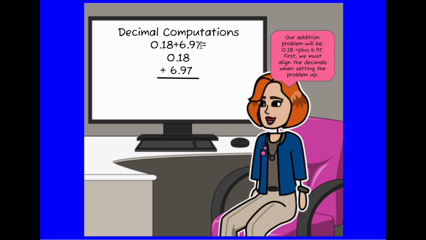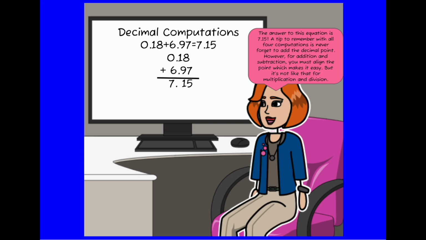First, we must align the decimals when setting the problem up. Next, we have to do the addition as if it is a normal problem. Finally, all we have to do is just bring down the decimal symbol. The answer to this equation is 7 and 15 hundredths.